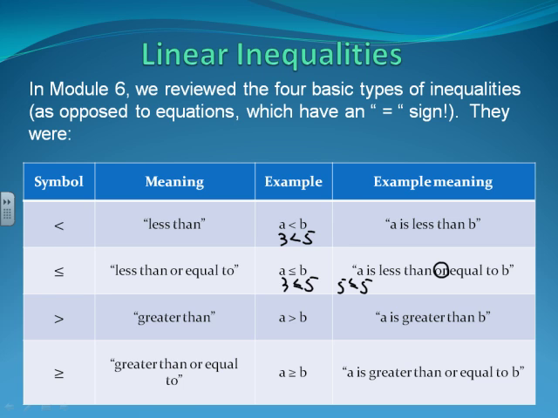The arrow pointing to the right is greater than. A is greater than B. And greater than or equal to has the equals portion. A is greater than or equal to B, or A is greater than or equal to B in words.